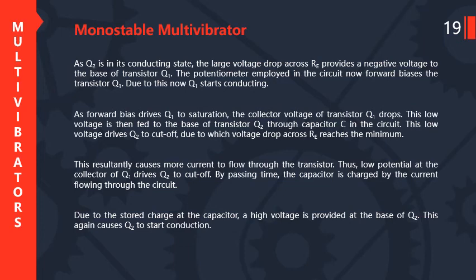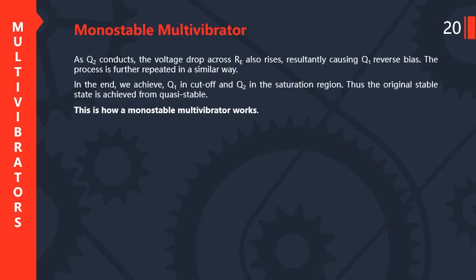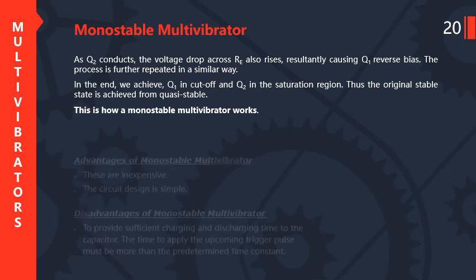With passing time, the capacitor is charged by the current flowing through the circuit. Due to the stored charge at the capacitor, a high voltage is provided at the base of Q2. This again causes Q2 to start conduction. As Q2 conducts, the voltage drop across RE also rises, causing Q1 to be reverse biased. The process is further repeated in a similar way. In the end, Q1 is cut off and Q2 is in the saturation region. Thus, the original stable state is achieved from the quasi-stable state. This is how a monostable multivibrator works.